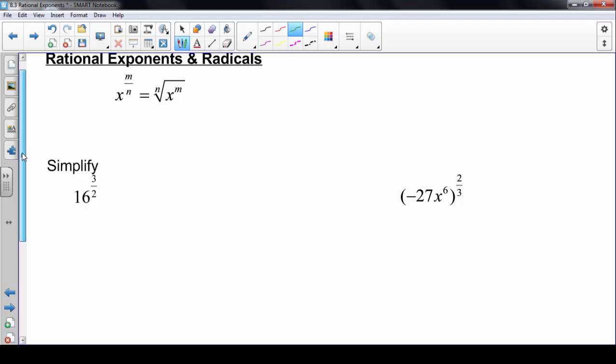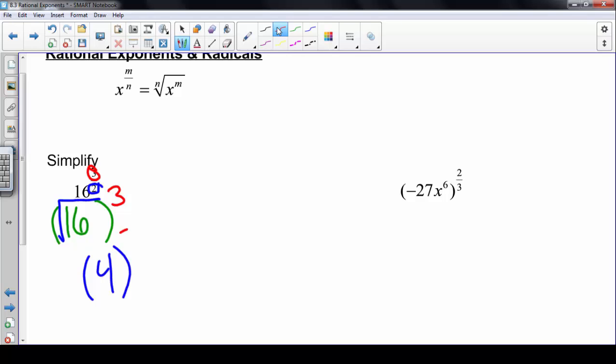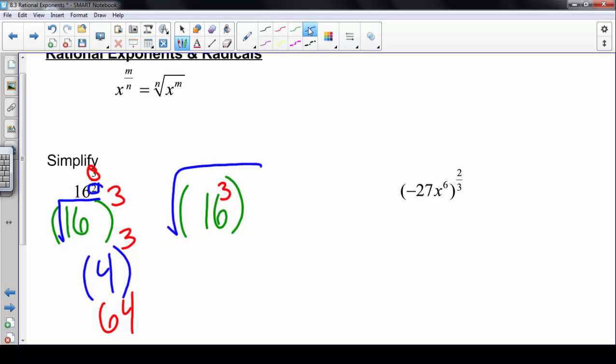So for this first one, all this means is that it's 16. I'm going to try to color code this because the 2's on bottom, square root that, and then this third just means cube it. So square root of 16 is 4, and we still have this exponent of 3, which is 64. And you could do it the other way and you could do 16 cubed and then square root it. That part does not matter.